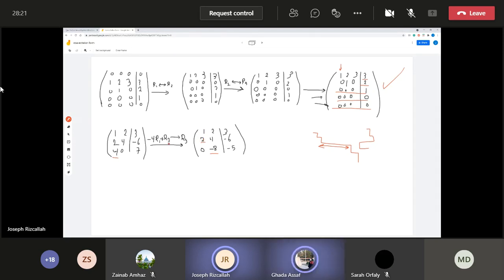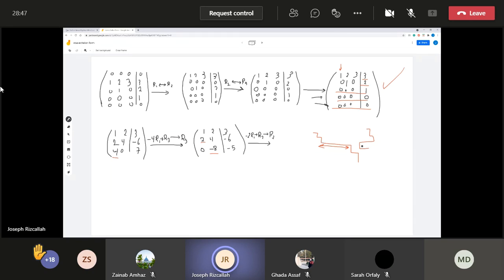And we can do this. Row 1 times -2 plus row 2. Yeah, so I'm going to multiply now the first row by -2, and add it to the second row, and of course place the result in the second row.